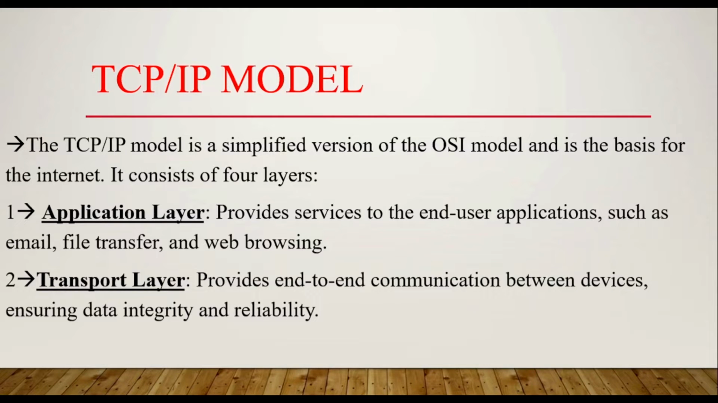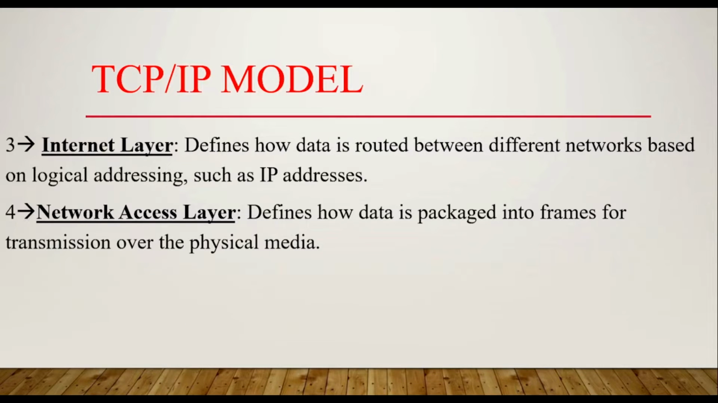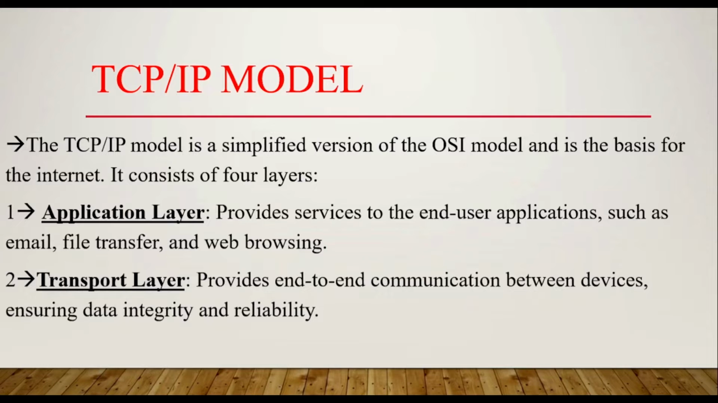So the TCP/IP model is a simplified version of the OSI model and is the basis for the internet. It consists of four layers: application layer, transport layer, internet layer, and network access layer. The application layer provides services to the end user applications such as email, file transfer, and web browsing.